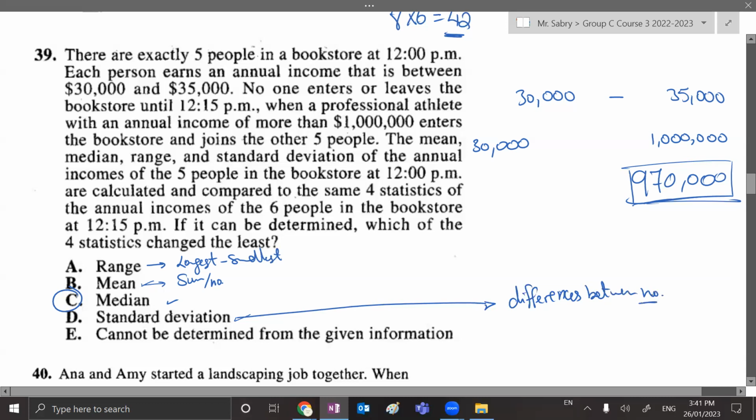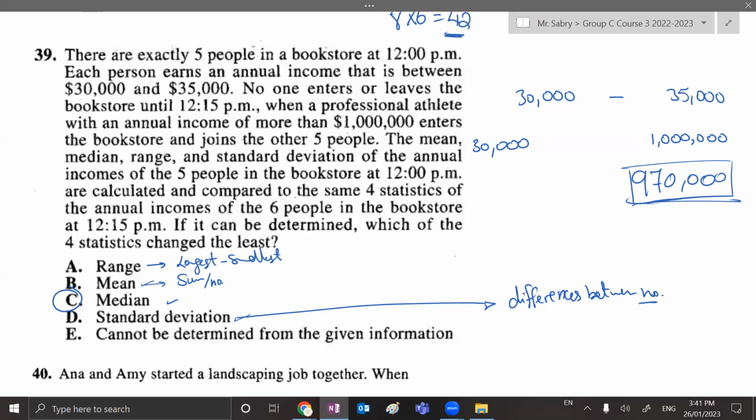Once you add one number that's extremely far away, this changes the standard deviation significantly, because the difference between the numbers has changed. There's one new number that's way far from the other numbers, so that has definitely increased the standard deviation. Does that kind of make sense or not?